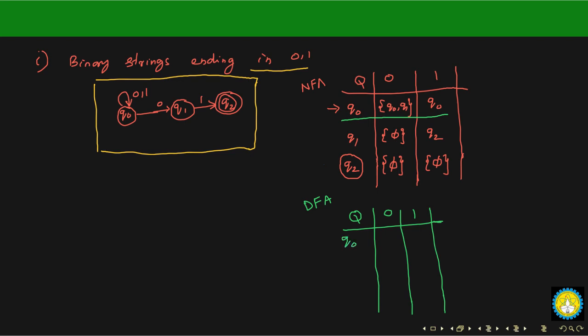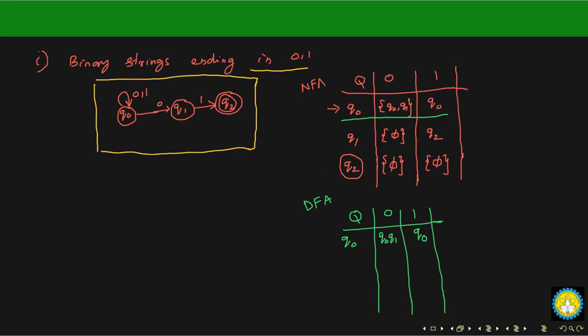So I can write Q0, and remember, upon 0, in your NFA it is mapped to the set Q0, Q1. Now I'm going to group that into a single state called Q0, Q1. Okay, I am going to consider this as a single state. Now what about Q0 on 1? It is defined to Q0 itself, so I can just write that. Now looking at this row, you can understand that Q0 Q1 is something new here.